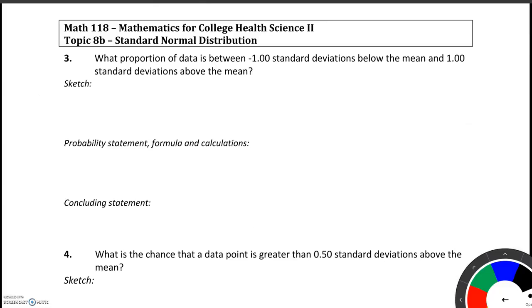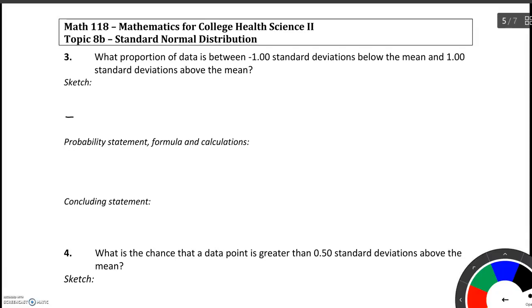Try question 3. What proportion of the data is between -1 standard deviations below the mean and 1 standard deviation above their mean? Remember, standard deviations are what our Z-score measures. So this question is asking us, what proportion of values lie between a Z value of -1 and 1? Pause the video, try to do the calculation, and check your answer.